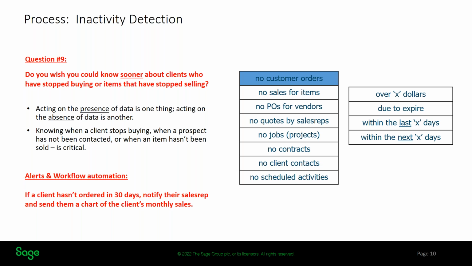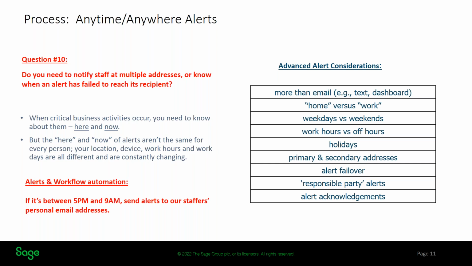You've created all this data. We're going to help you mine that data. And then anytime, anywhere alerts. When we install Sage 100 Sage Alerts and Workflow, we're going to install 110 different alerts, and I'll show you them here shortly. But you don't want them sent to you all the time, right? There's no reason you want some of the information after 5 o'clock. There's no reason you want some of the information on weekends.